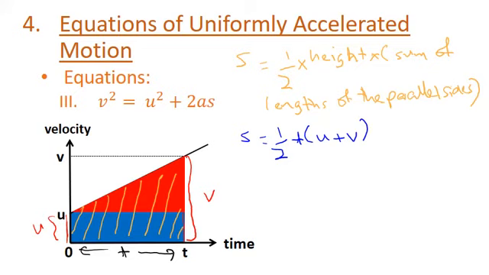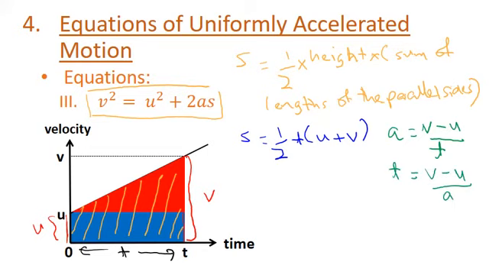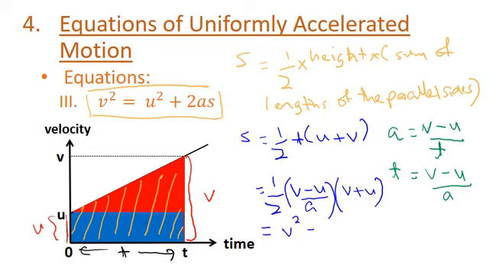Now the thing is, in this particular equation, which I'm boxing in yellow, there's no t in it. So we need to figure out a way to get rid of the t. You should recall that the acceleration is given by v minus u over t. Therefore, t is given by v minus u over a. So what I'm going to do is just plug in the value of t as v minus u over a, and I'm going to rewrite this as v plus u. Now, if you were to expand this, you will just get v squared minus u squared over 2a.